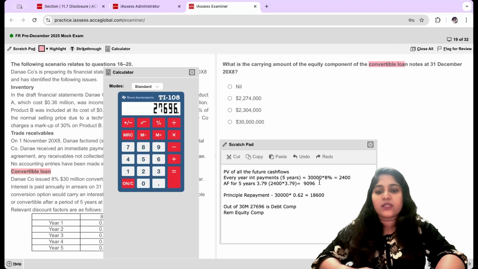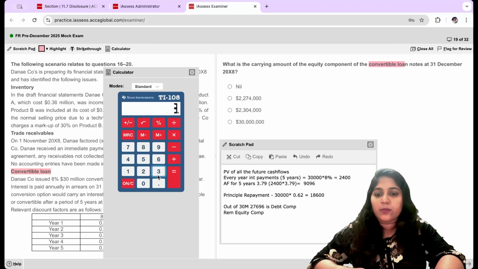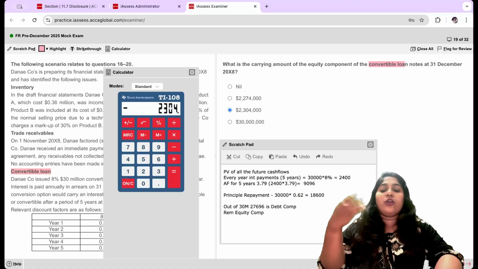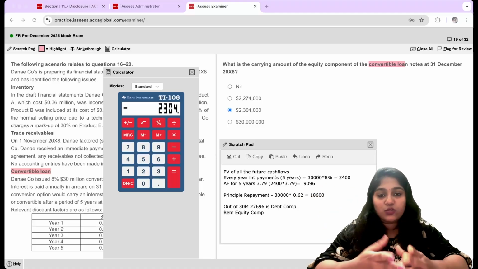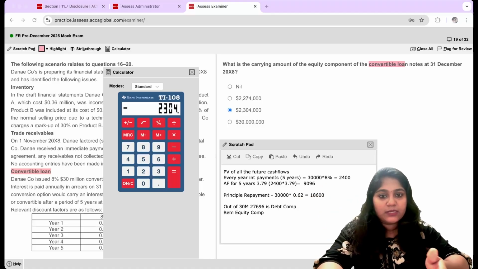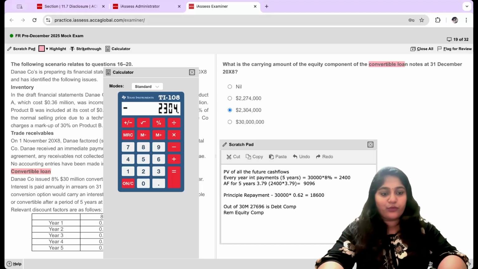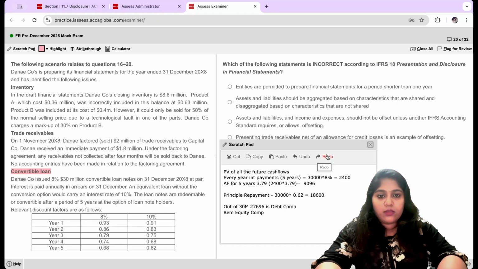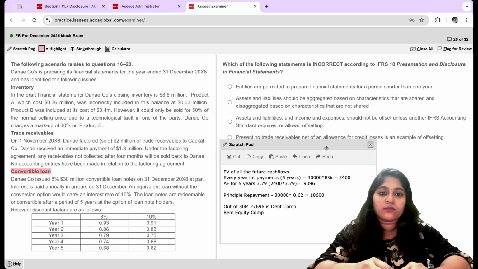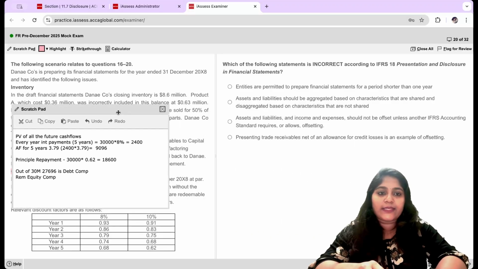So all you have to do is minus 30 million. If you are conceptually strong, then you should get this answer within a minute. I have explained it so that you guys know. You should understand properly. So the answer for this question has to be option C, $2,304,000. So let's move to the next one.